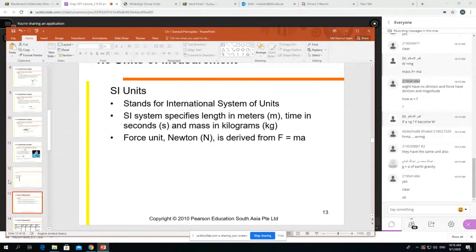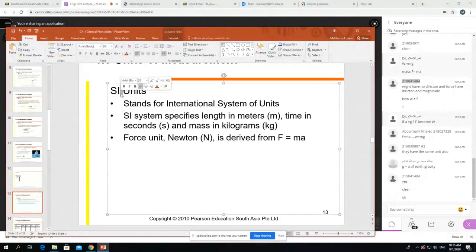Clear? All right. Now, units. In this course we will be learning SI units, but I also encourage you to learn different units, like British units and metric units. You should have an idea of different units, because when you become an engineer, you may need to deal with different kinds of units. SI stands for International System of Units. The SI system specifies length in meters, time in seconds, and mass in kilograms.